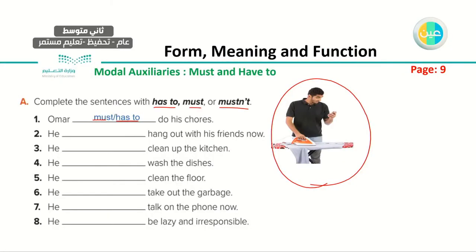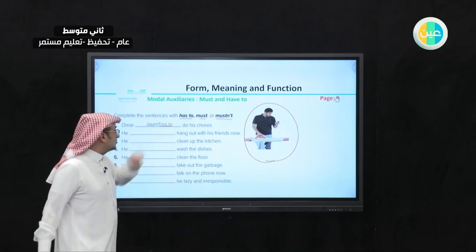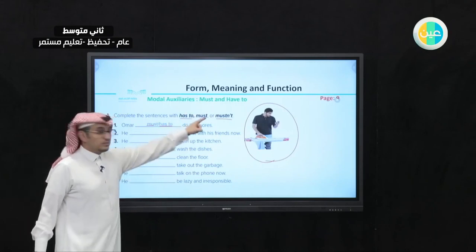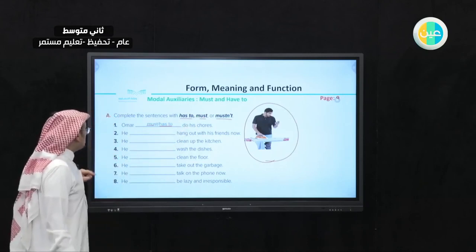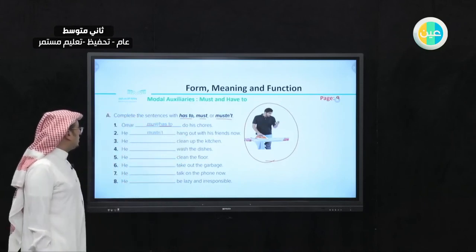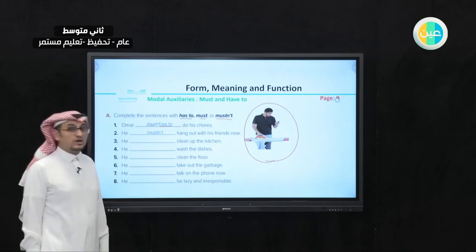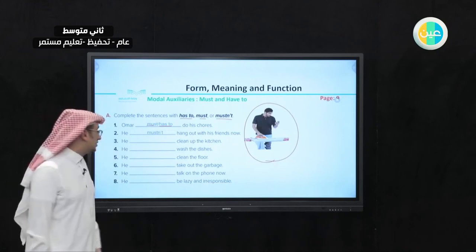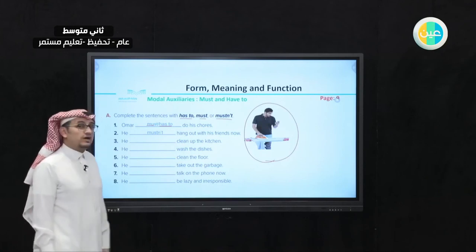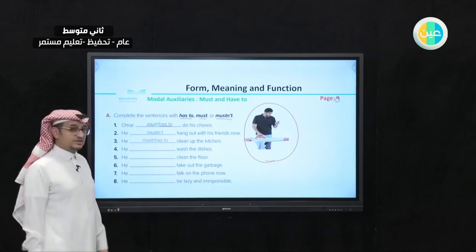Look at number 2. He hangs out with his friends now. No. So he's doing his chores. So he has to or must or mustn't. Yeah, good. The last one: he mustn't hang out with his friends now. Okay, good. What about the third one? Clean up the kitchen. One of the housework he has to do. Yeah, so we will say must, and it's okay to say has to. Good.